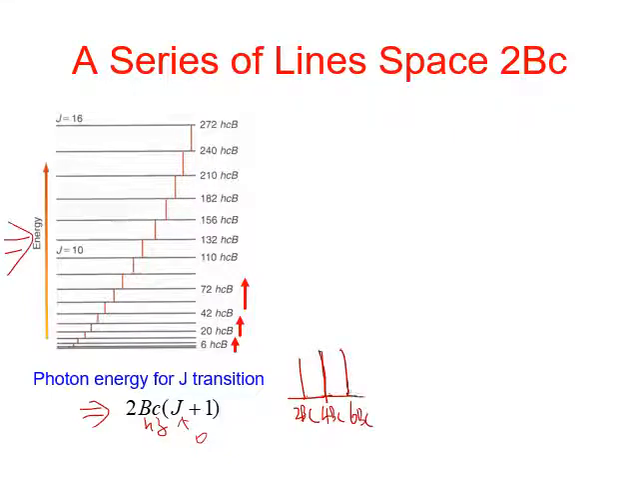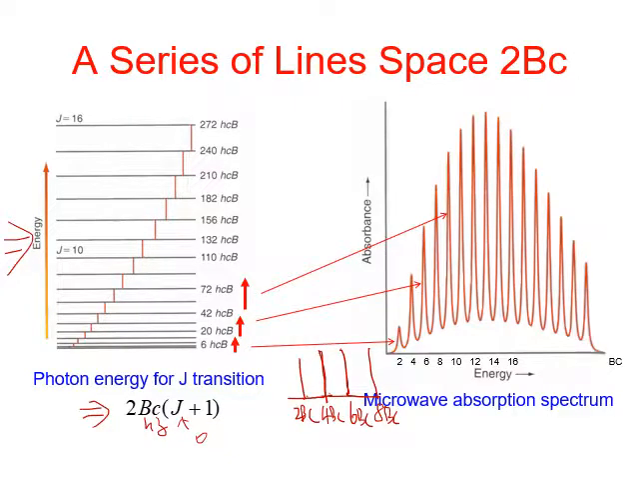All right. And keep going. 8BC. Okay. So this is how it looks. The first one is J equals 0. And then 1, 2, 3, 4, 5, 6, 7.